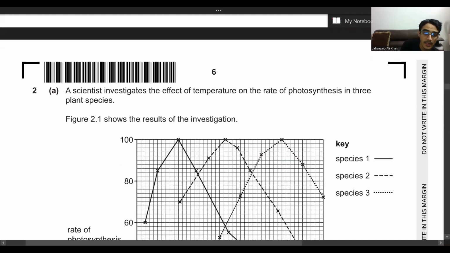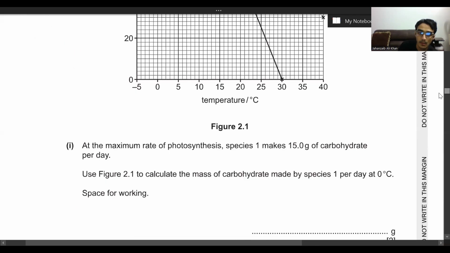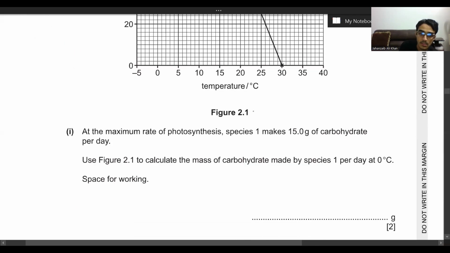Question 2. A scientist investigates the effect of temperature on the rate of photosynthesis in 3 plant species. The results are shown in the graph. We've got species 1, 2, and 3 here. Let's see what they're asking of us. At the maximum rate of photosynthesis, species 1 makes 15 grams of carbohydrate per day. Use the figure to calculate the mass of carbohydrate made by species 1 at 0 degrees.